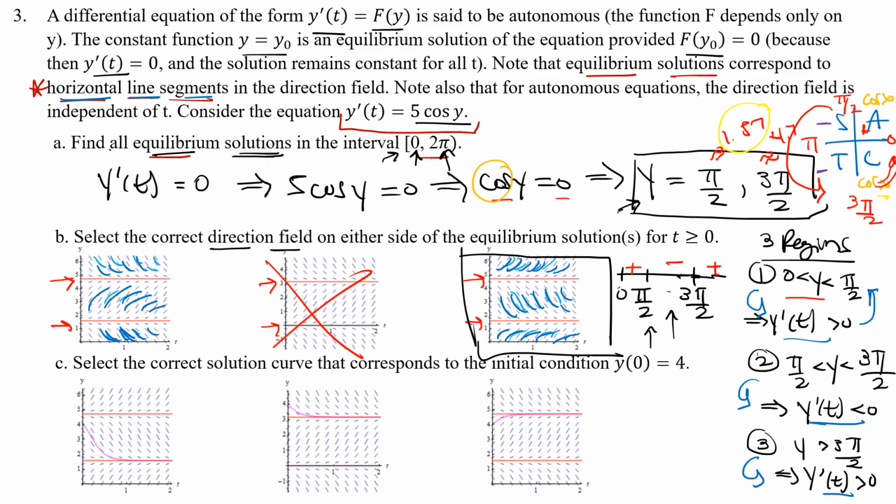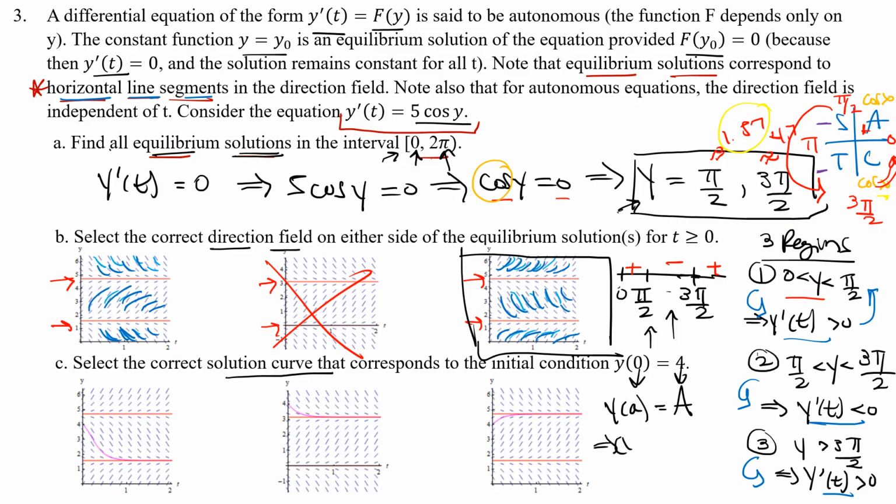All right, and then let's see if we can pick the correct solution curve that corresponds to the initial condition y of 0 equals 4. Basically, all we're going to do is think about what we're saying here. We have y of some value a, let's just pick a variable, equal to capital A, the solution. So we're going to compare that to what we have.